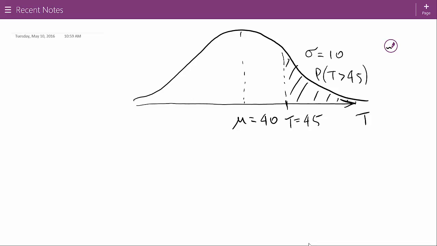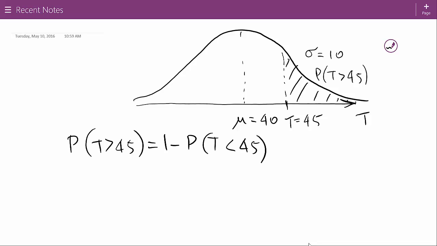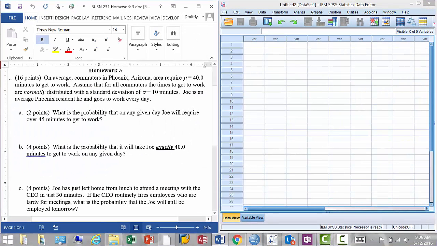All right, let's go ahead and set up the SPSS. Because SPSS can compute only cumulative probabilities, that means to the left of a number, the probability that time will take longer than 45 minutes we're going to compute as 1 minus the probability that time is going to be shorter than 45 minutes. So we need to find the probability of time less than 45 minutes.